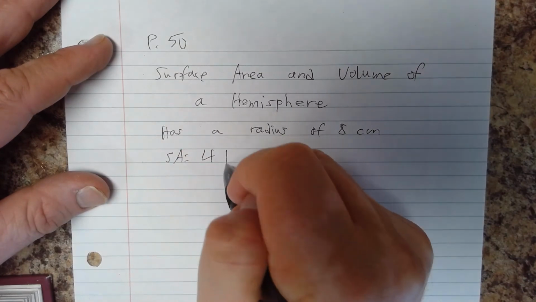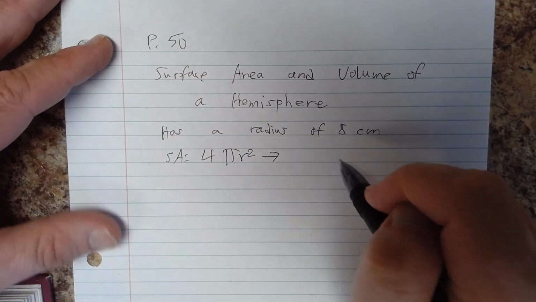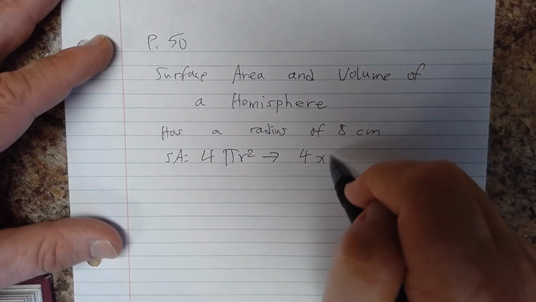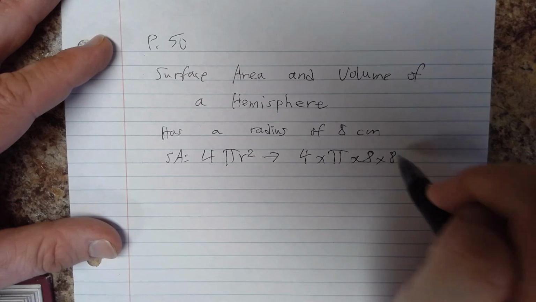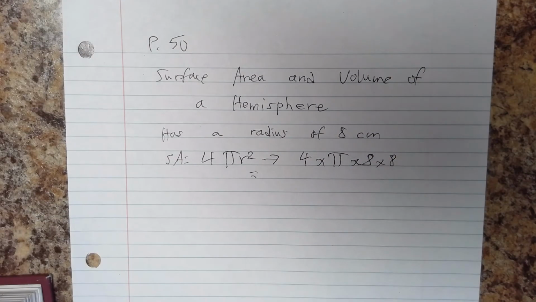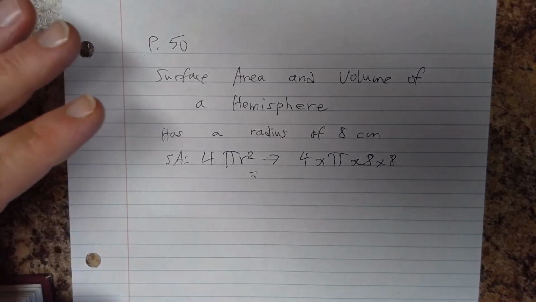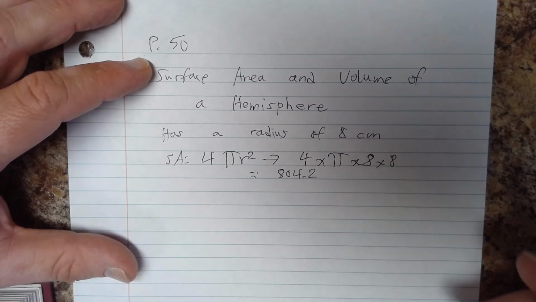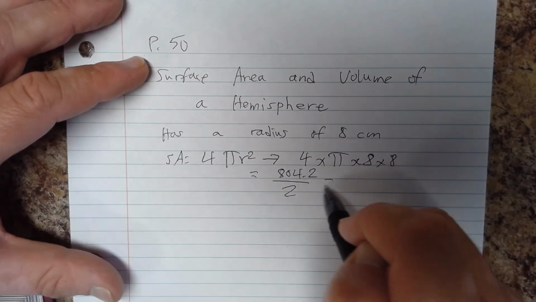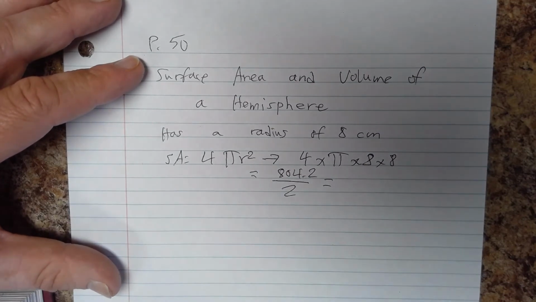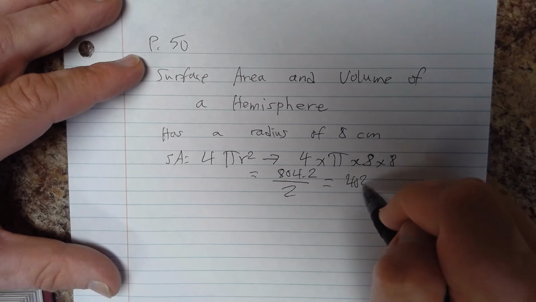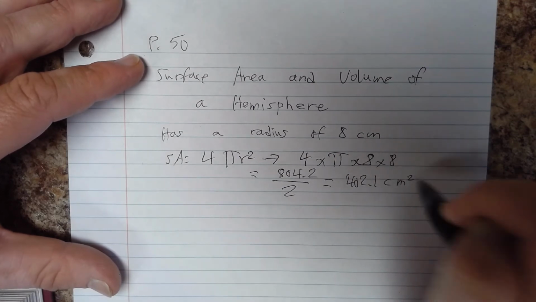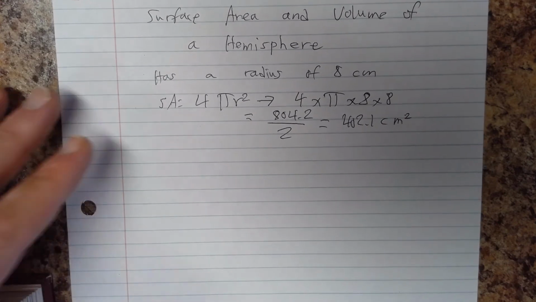Let's start with the surface area. SA equals 4 pi r squared. 4 times pi times 8 times 8. You're wondering why is he doing exactly the same thing? Because it is almost the same thing, as you'll see in a minute. 804.2. And because it's half of a sphere, all I have to do is divide by 2. And there's my final answer. You probably guessed that. 402.1 centimeters squared.